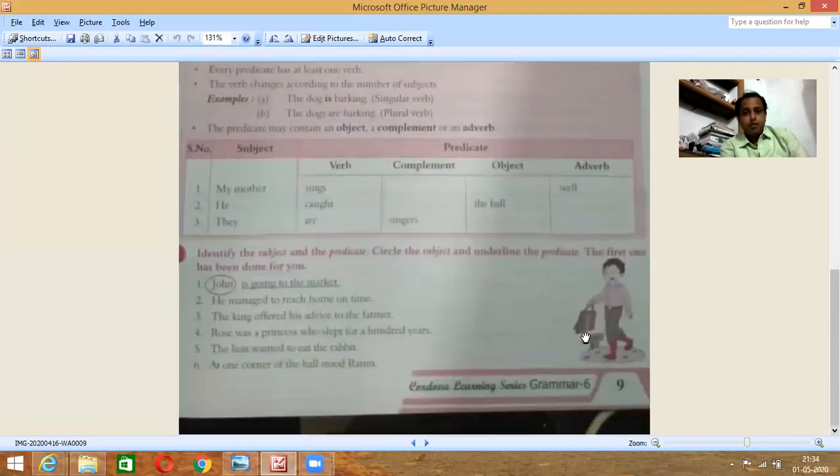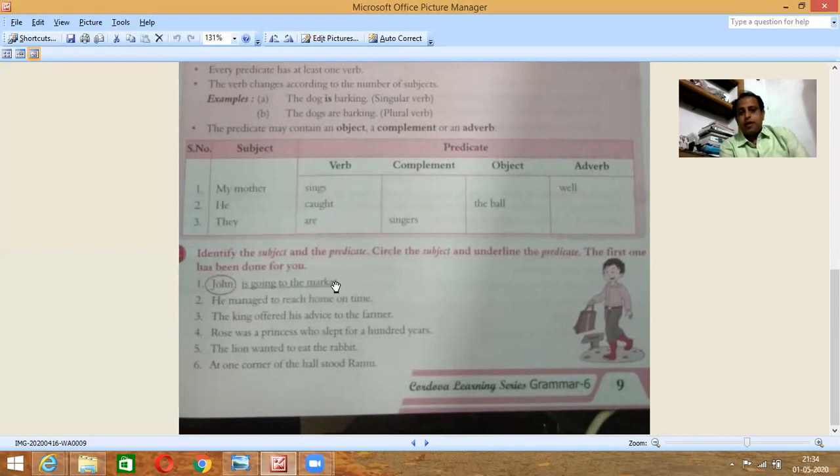I'm explaining how we'll do it. Identify the subject and the predicate. What do you have to do? Some sentences have been given. You just have to find out the subject and the predicate part. Circle the subject and underline the predicate. You have to circle the subject part, and the rest of the sentence you have to underline.